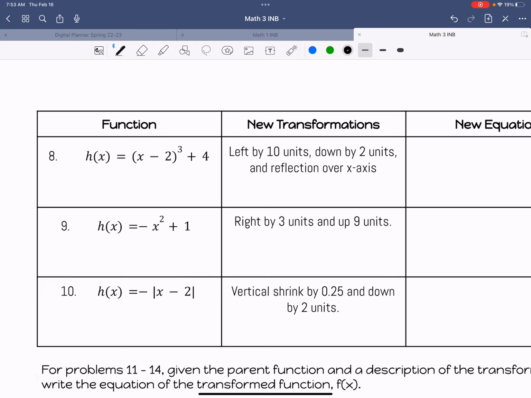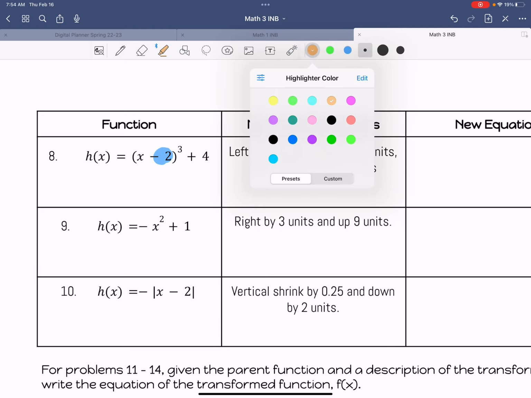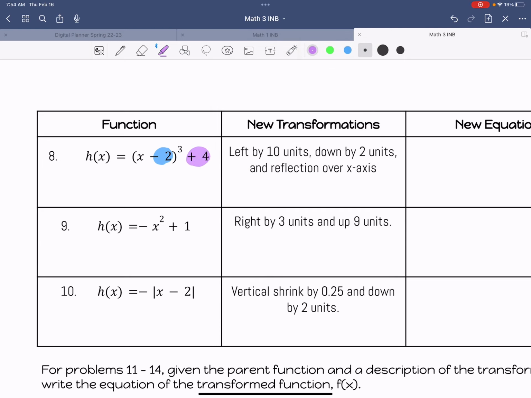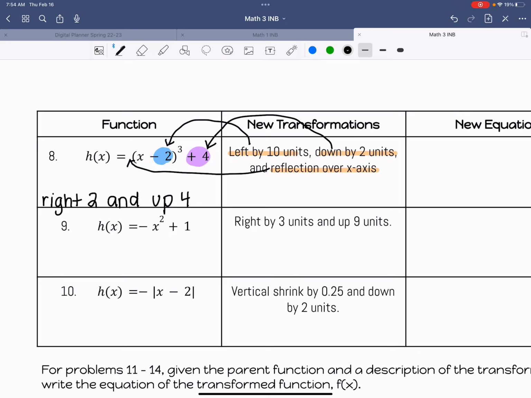All right, so same thing here. This one is already going to the right by 2, and then it's going up 4. So this is already going right 2 and up 4. Now, what they want us to do with the new equation is move it to the left by 10, down 2, and a reflection over the x-axis. So left by 10 is going to go here, down 2 is going to go here, and then that reflection over the x-axis is going to go on the front.